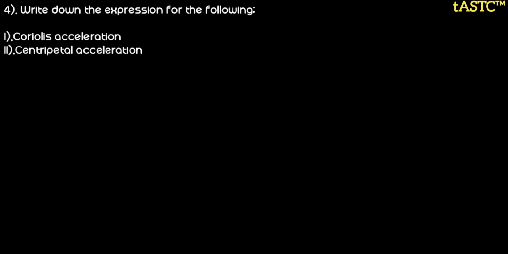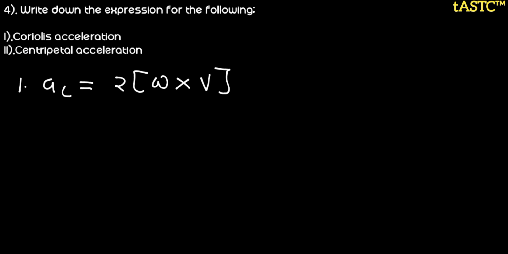So here is the fourth question. Write down the expression for the following: the Coriolis acceleration and the centripetal acceleration. So the first one is the Coriolis acceleration. That is written as a sub c, and that will be equal to 2 multiplied by omega with the cross product of v. Now omega actually stands for the rotational speed of the Earth, while v stands for the linear speed of that molecule. So this is going to be velocity.